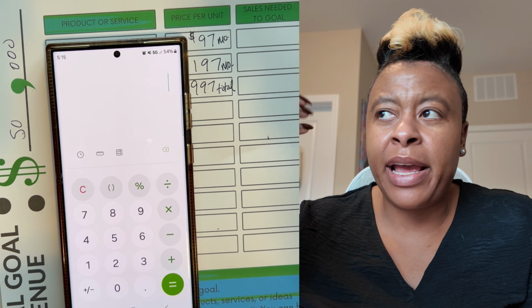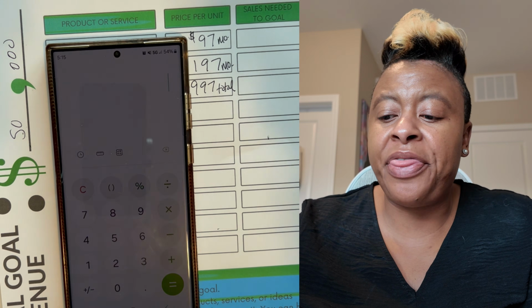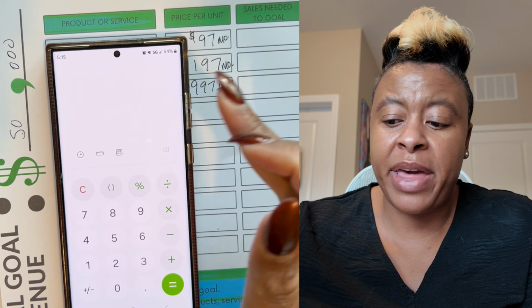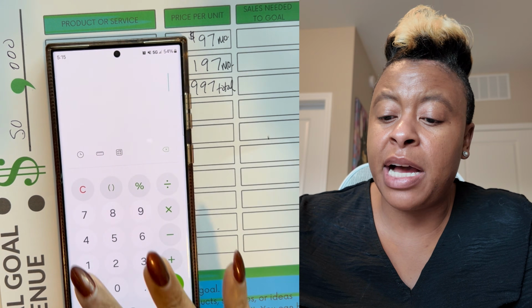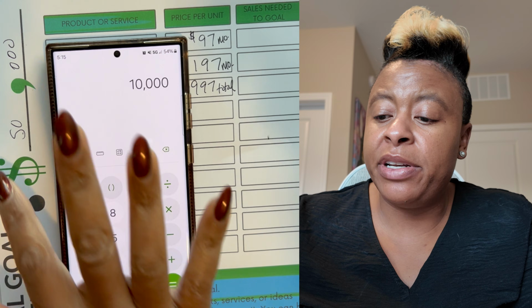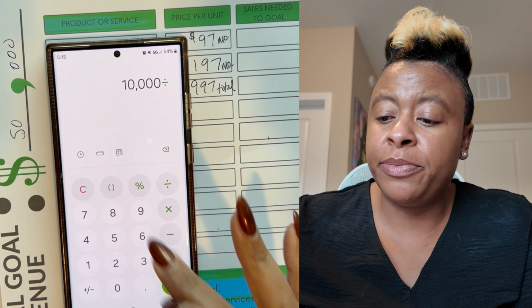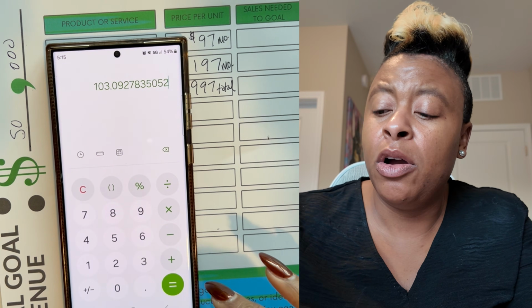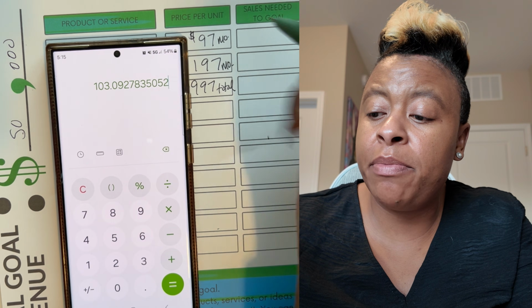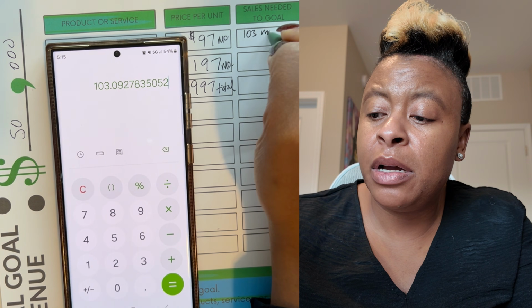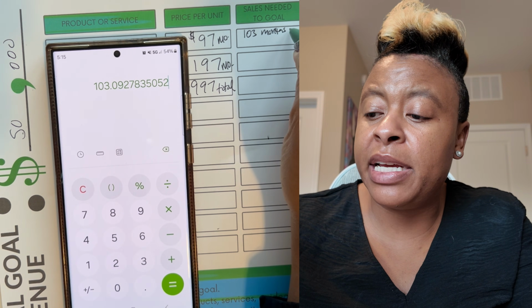Okay, so let's just say I say, you know what? I want to make $10,000 of it just from that. So I would take $10,000 of the $50,000 and I would divide it by $97. So I would need to sell 103 months of this product to get 10K.